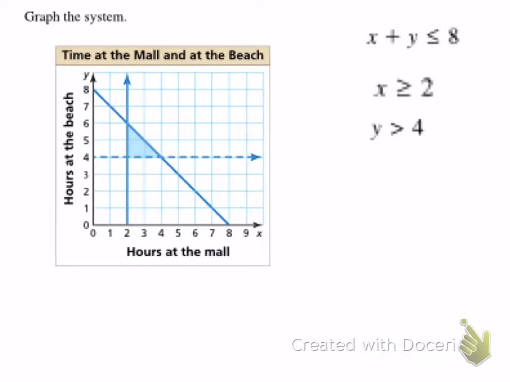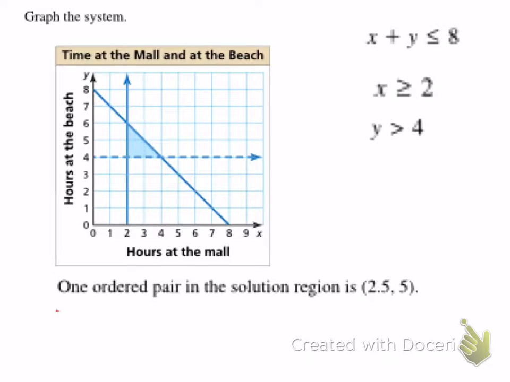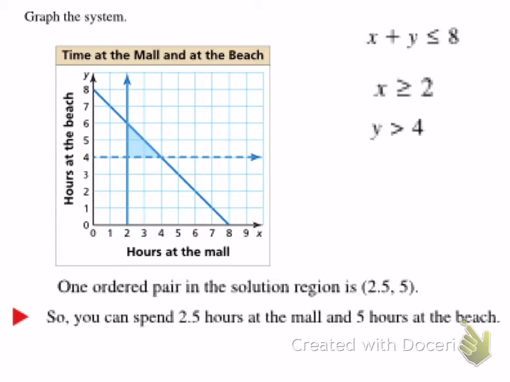One particular ordered pair in the region would be 2.5, 5. One ordered pair would be 2.5, so if this is 2.5, it'd be right there, and then move up to 5. This would be just one solution. I could spend 2.5 hours at the mall and then 5 hours at the beach. So again, there's no one answer to this because that whole shaded area has a multitude of situations. And that's the end of the lesson.